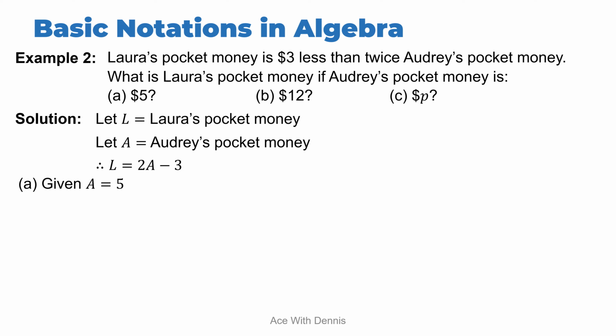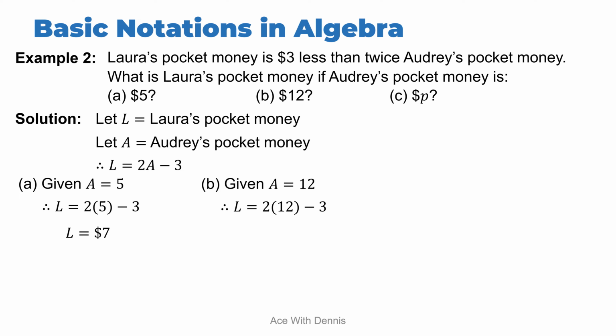For A, given a equals 5, therefore L equals 2 times 5 minus 3, which is $7. For B, given a equals 12, therefore L equals 2 times 12 minus 3, which is $21. For C, given a equals p, therefore L equals 2 times p minus 3, which is 2p minus 3.